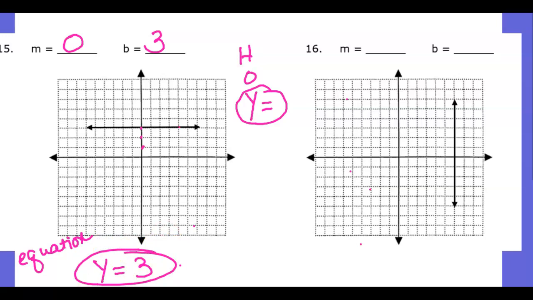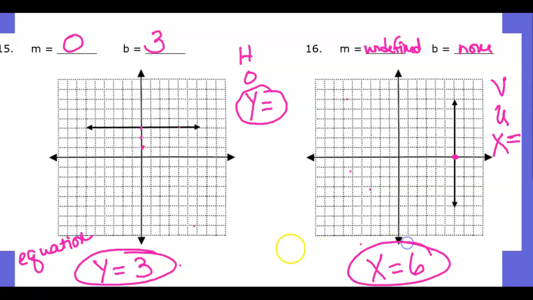All right, number 16, I have a vertical line, so I'm going to think of x. So I know my slope is undefined, and my y-intercept is none. But when I look at it, we've got 1, 2, 3, 4, 5, 6. So we know my x is equal to 6, and because it's x, my equation starts with x equals, and I just count up to 6. x is equal to 6. And that equation makes a vertical line.